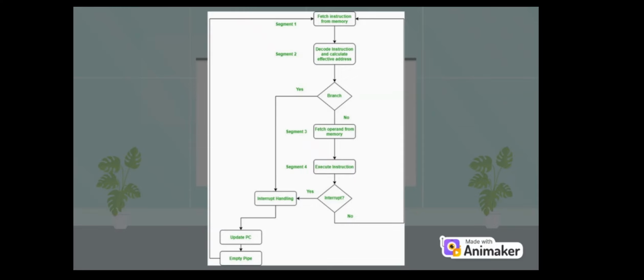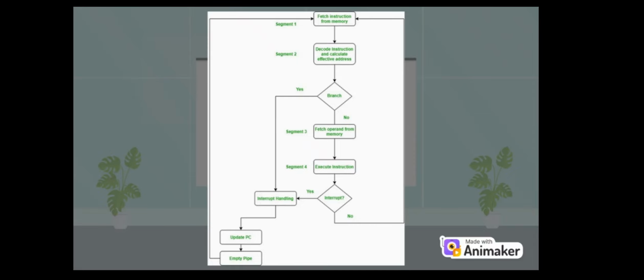Okay, so let's go back where we were and assume that it is not a branch instruction for the first time. In this case, an operand will be fetched from memory and the instruction will be executed. This would make up stages 3 and 4 respectively. Next, it will be checked whether there is an interrupt pending or not. If there is one, then it will be processed. Otherwise, the next instruction will be fetched and the cycle will continue.